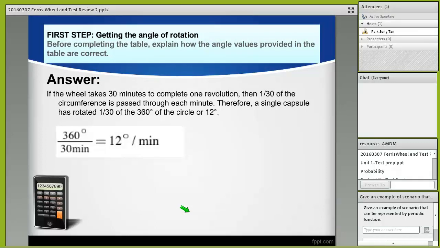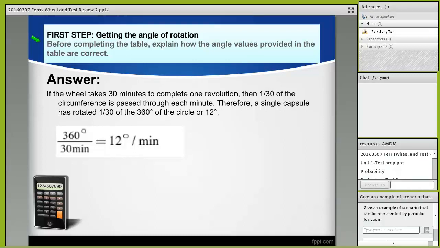So here's the first step. We are getting the angle of rotation. Before completing the table, explain how the angle values provided in the table are correct. This is what's stated in the content. If a wheel takes 30 minutes to make one complete revolution, so if you start right here, for you to go back down to the ground, it takes 30 minutes, then 1/30 of the circumference is passed through each minute.